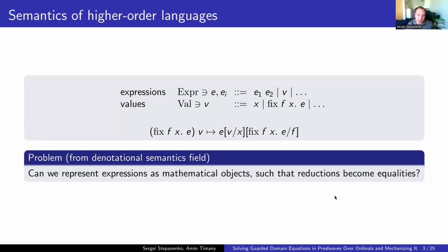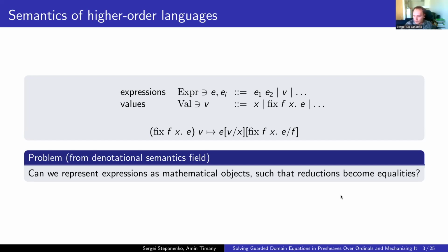And when we study languages like this, we're interested in not just studying operational semantics, but also in objects that can represent this language. So a classical problem from denotational semantics is how to find a suitable object where we can interpret our language in a way that operational rules become either just equalities in this mathematical object or equalities modulo some simple constructions.